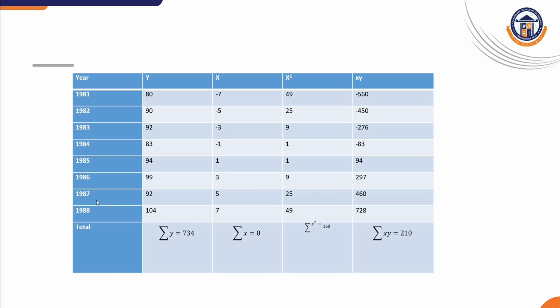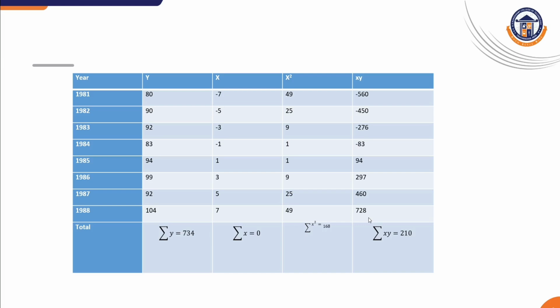And for 1987, the given value is 92, the x value here is 5, and the square term is 25. Now multiply x into y, which is 460. And for 1988, the given data is 104, the mid value here is 7, the square value is 49, and now multiplying 7 into 104 gives 728.